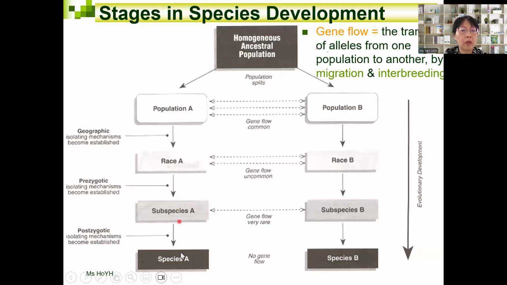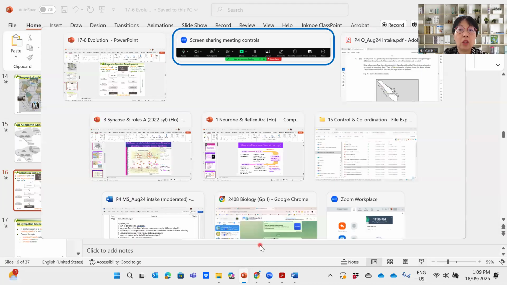Then they continue to be subjected to selection pressure in the local environment, and eventually post-zygotic isolating mechanisms are established to become two different species, with totally no gene flow. So this shows the process from the same population to two different populations, to two different races, two different subspecies, and finally two different species, with decreasing gene flow. So that's about the theory of the question.